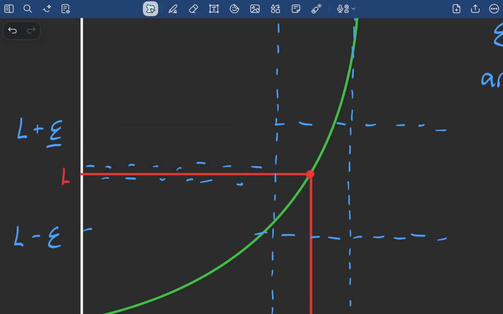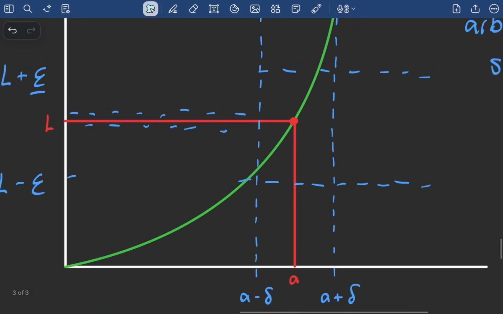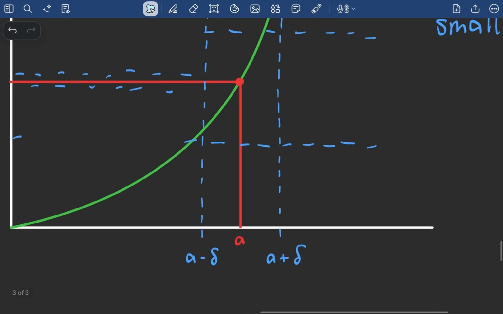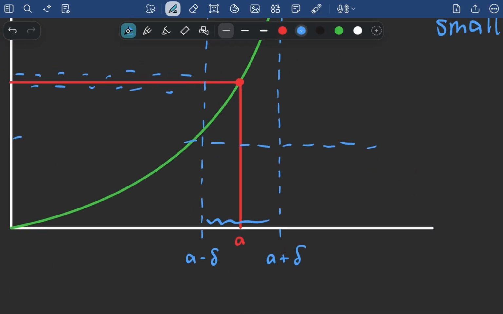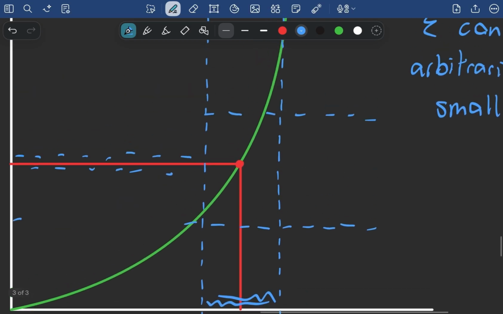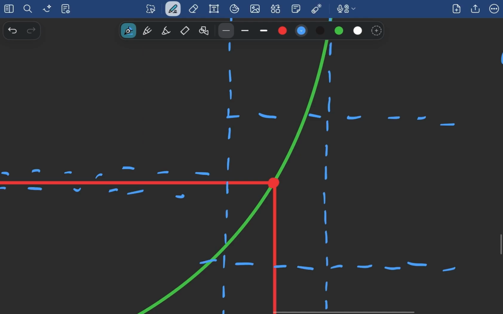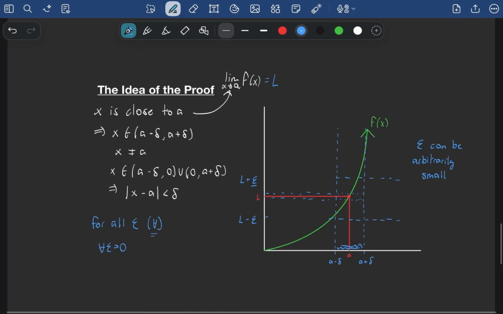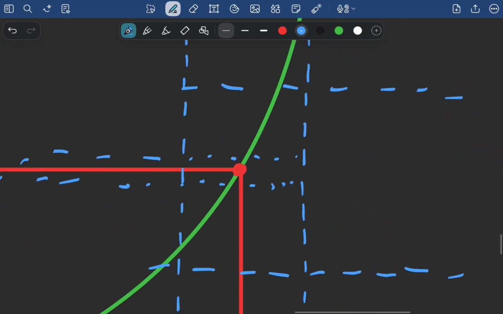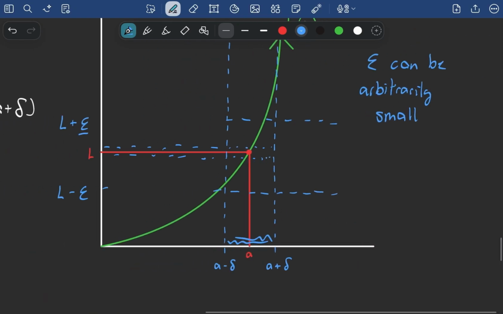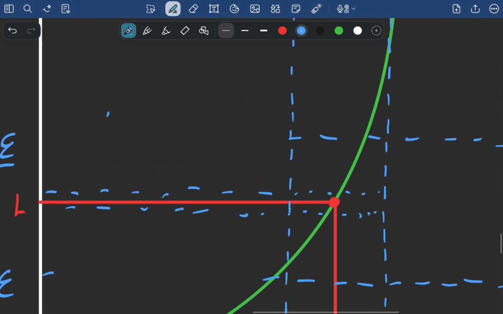And if we make them really teeny tiny, and there exists some delta such that if x is within here, then the difference between f of x and L is less than epsilon. So we need the absolute value of f of x minus L to be less than epsilon.